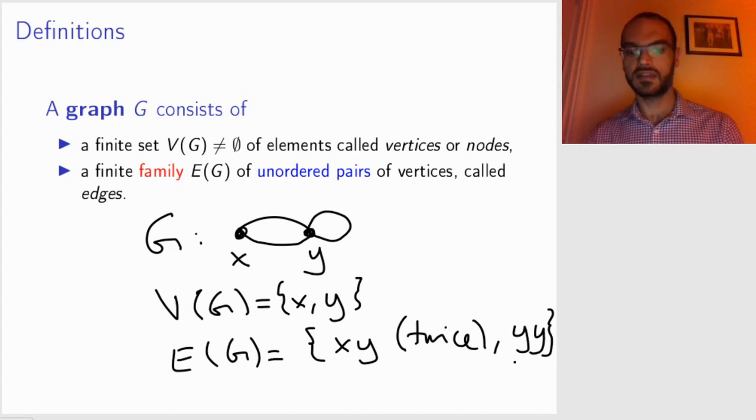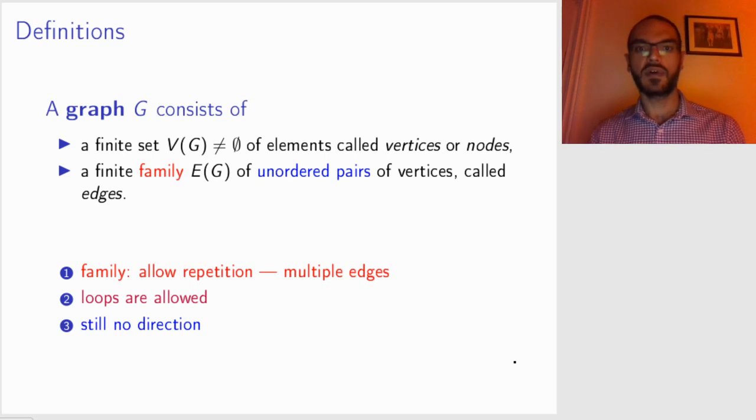So what have we done compared to the definition of a simple graph? We now allow multiple edges. So we allow repetition, and that's why we call this a family of edges rather than a set. Because remember, when you have a set, an element either is in the set or not. It cannot be counted multiple times. That's not how sets work. So if you want to allow repetition, you need to call it a multi-set or a family. Depending on the book, different words will be used.